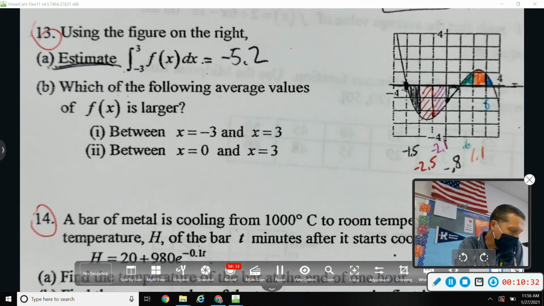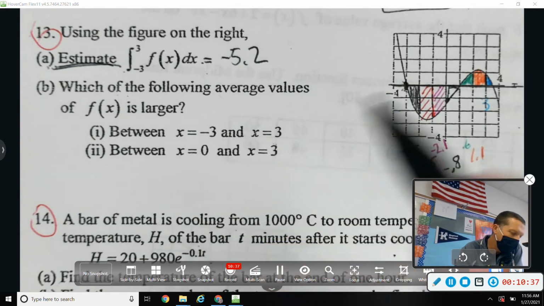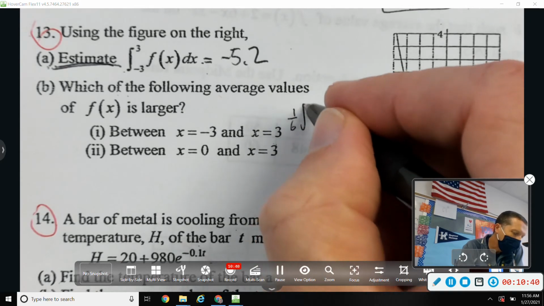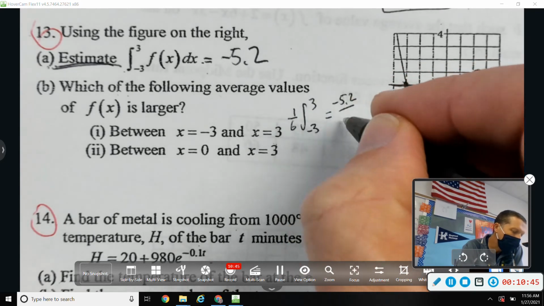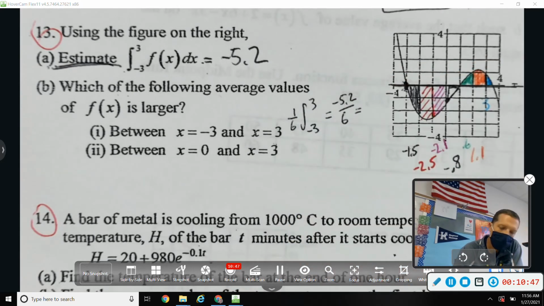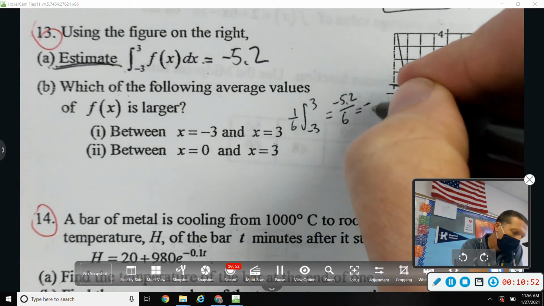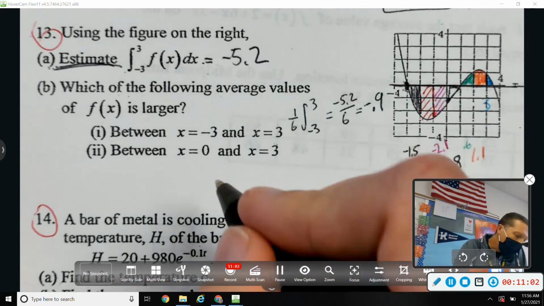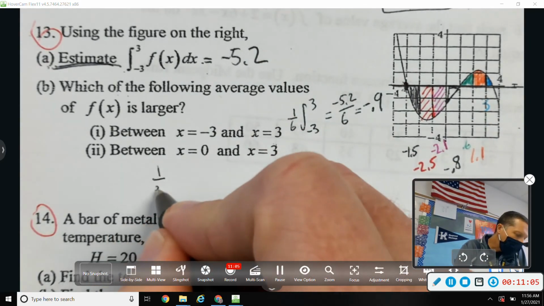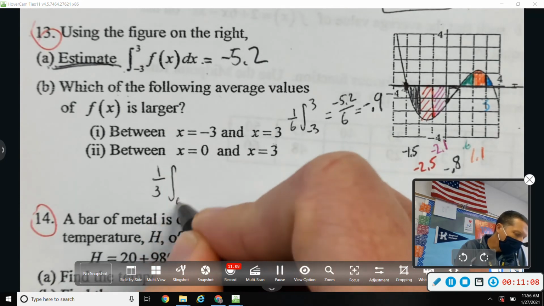Which of the following average values is larger? Well, from negative 3 to 3, that would be 1/6 the integral from negative 3 to 3. So we just did that one. I mean, we did the integral part anyway. So I'll say negative 0.9. That's rounding, but we've been estimating anyway, so hopefully this isn't close and we'll be able to tell which one's larger. From 0 to 3, that would be 1/3 the integral from 0 to 3.